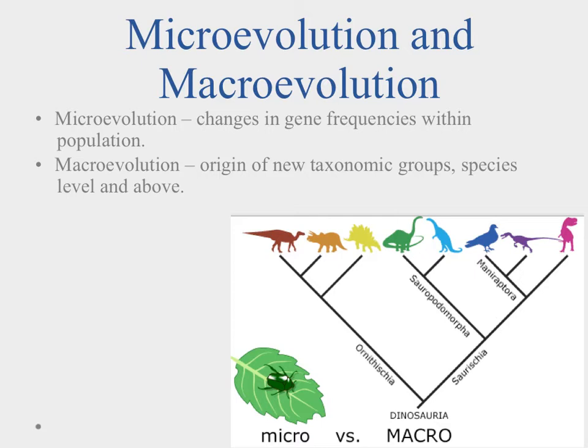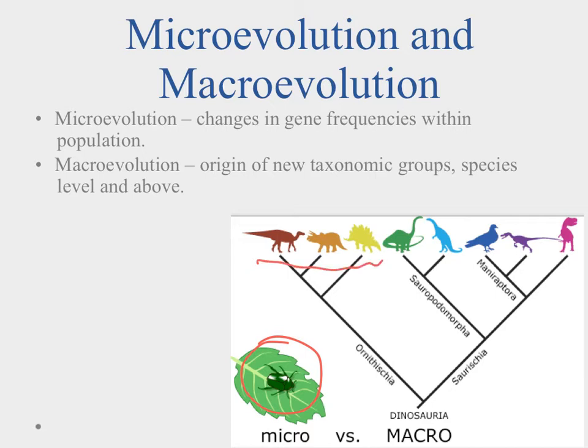Our example of microevolution, and we've talked about this one before, is our little beetle, and how changes in pressure are going to change the gene frequencies within that population. That's micro. It's not a new species yet, or it's just going to be a variant of the species, or you're just going to see a little bit of a drift of the genes.